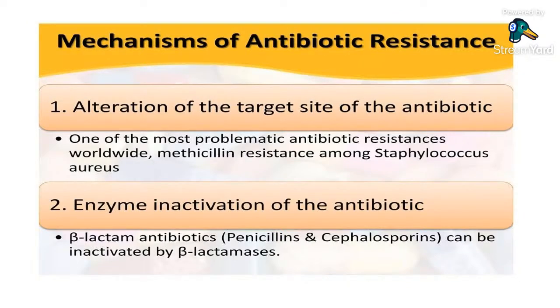Mechanisms of antibiotic resistance. There are five types of mechanisms. First, alteration of the target site of the antibiotic, one of the most important antibiotic resistance problems worldwide, like methicillin resistance among Staphylococcus aureus. Second, enzyme inactivation of antibiotics: beta-lactam antibiotics, penicillin, and cephalosporin can be inactivated by beta-lactamase.